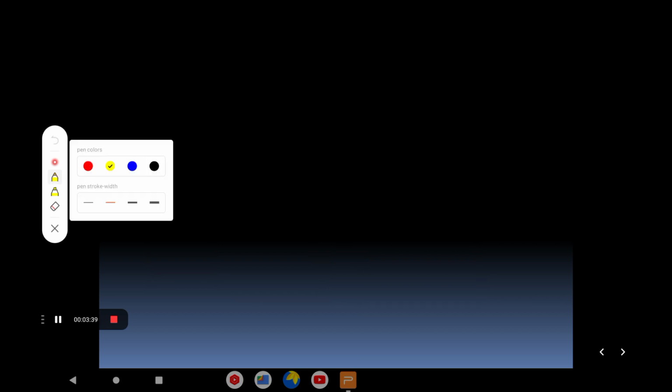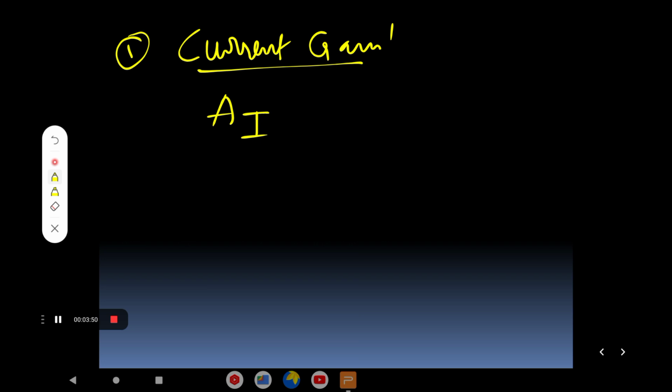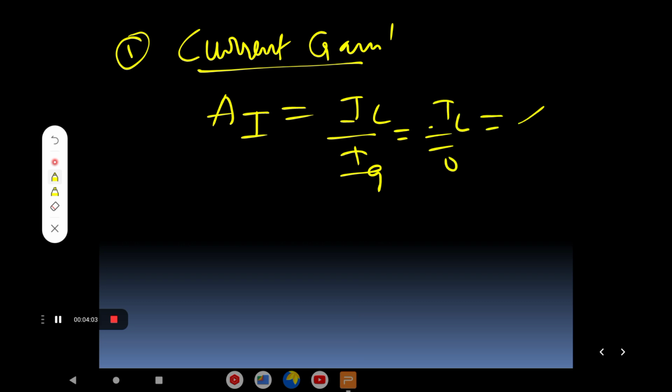So in this case, how are the problems going to change? The first one is the current gain. The current gain can be represented as AI, that is output current by input current. The output current is the load current IL, divided by the input current IG. Therefore IL divided by 0 becomes infinity. Why? Because the gate current is equal to 0 in the circuit diagram. Therefore the current gain is equal to infinity. The second one is the input resistance.